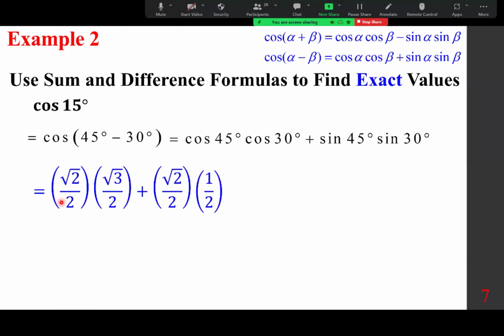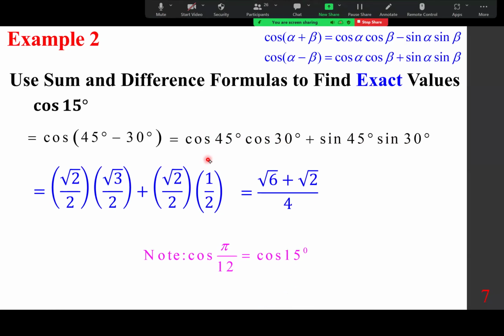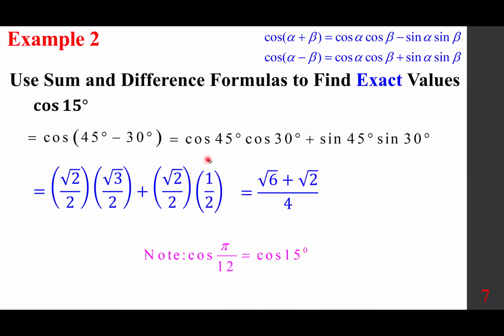Again, they have the same denominator, both of them 4. This one is square root of 6, this one is square root of 2. So we get square root of 6 plus square root of 2 divided by 4. And again, as I mentioned, pi over 12 is 15 degrees. Okay, everybody? So that might be helpful to deal with that when it's in radian mode.